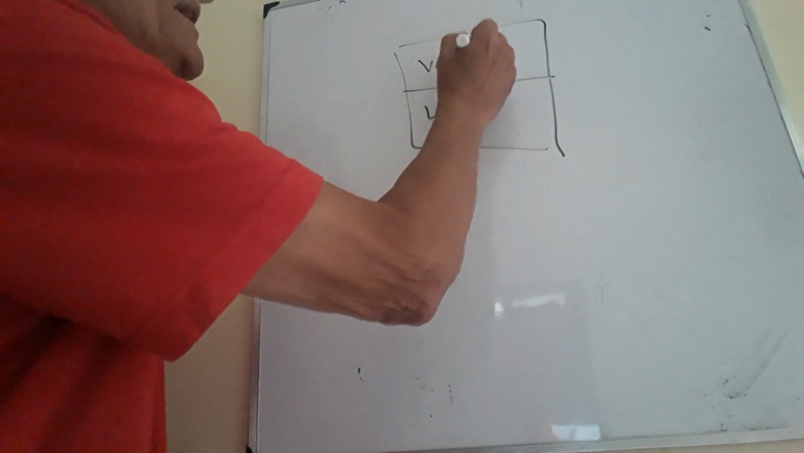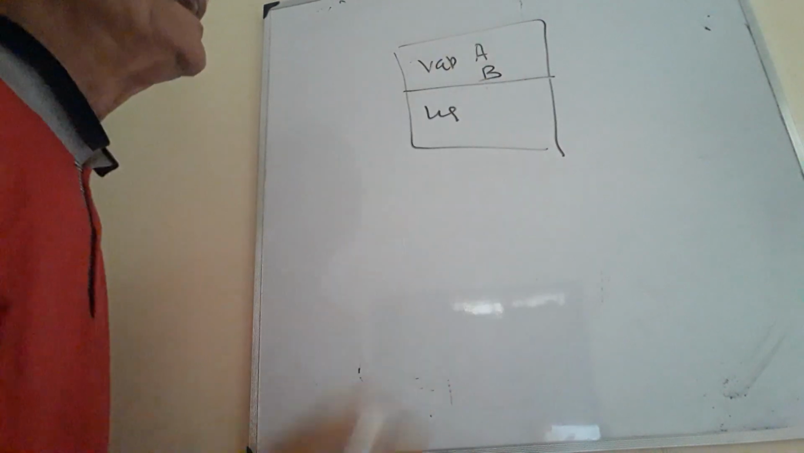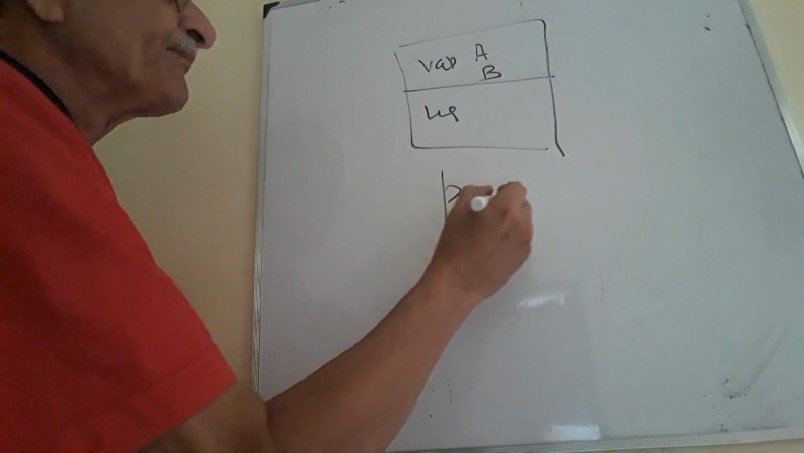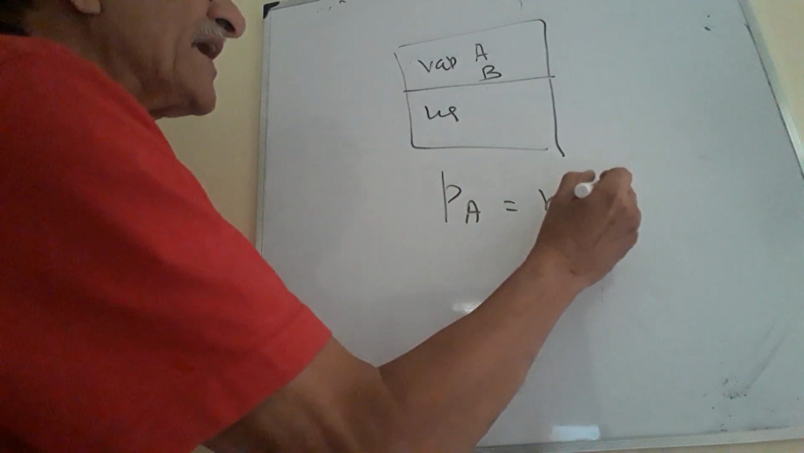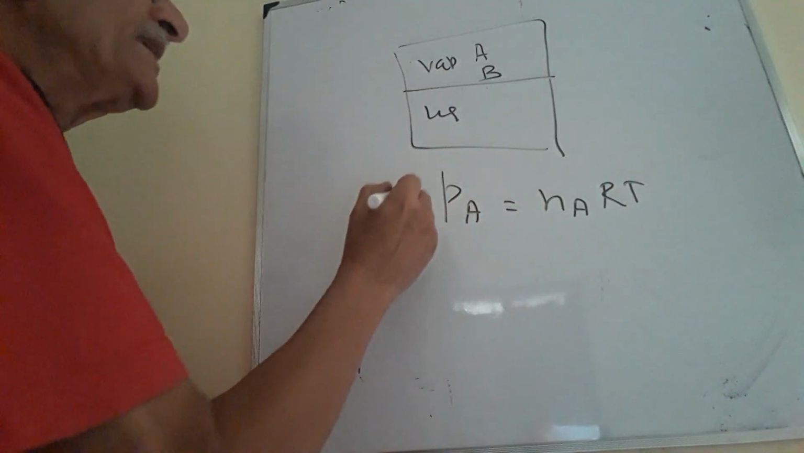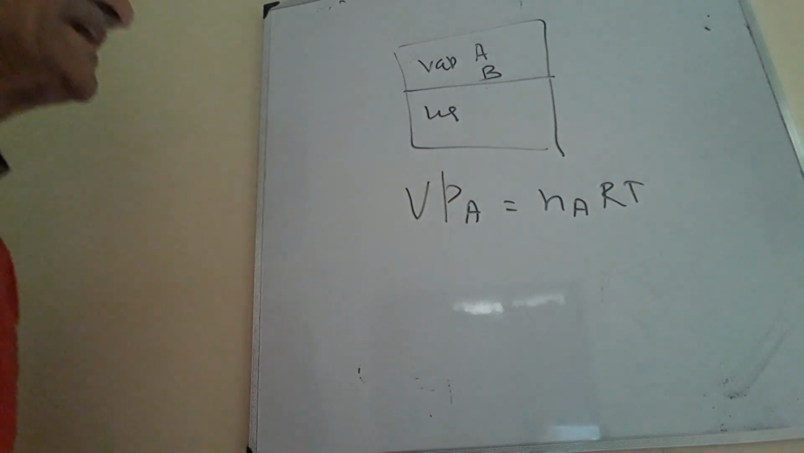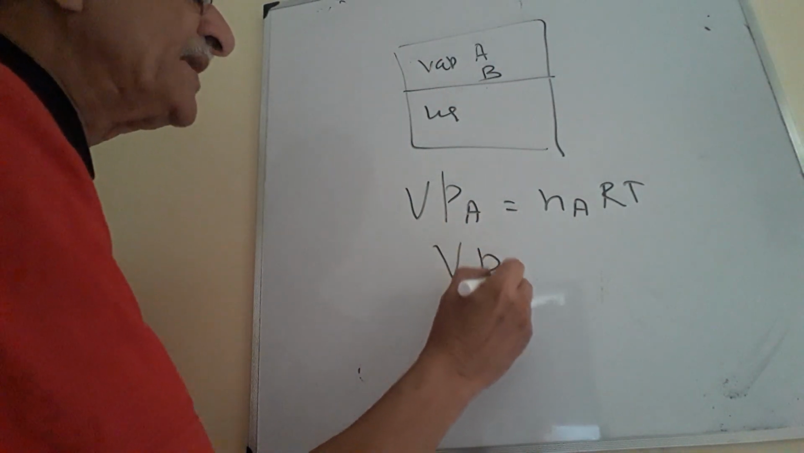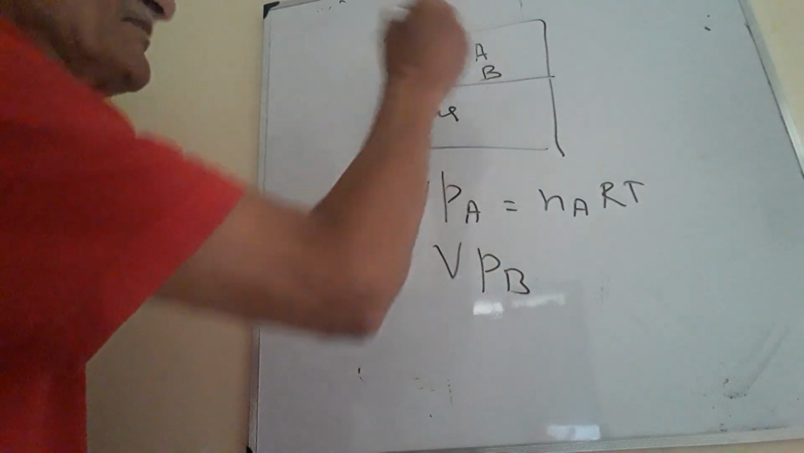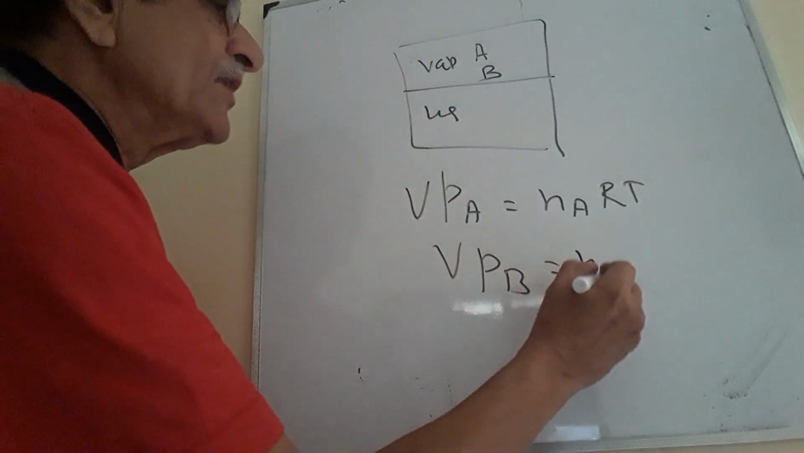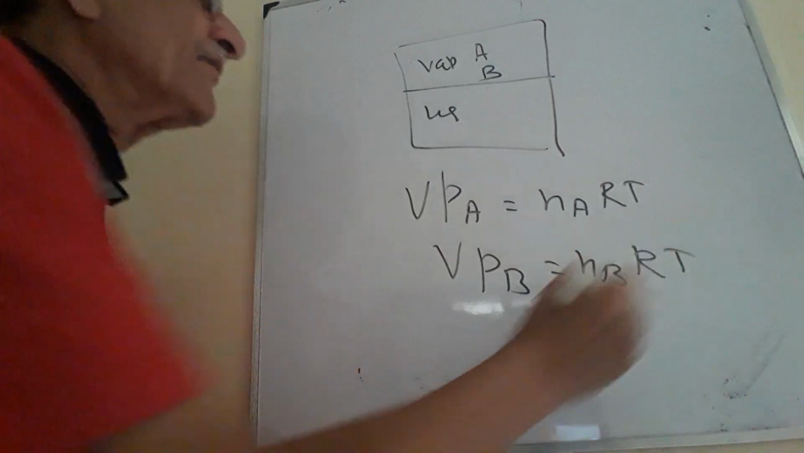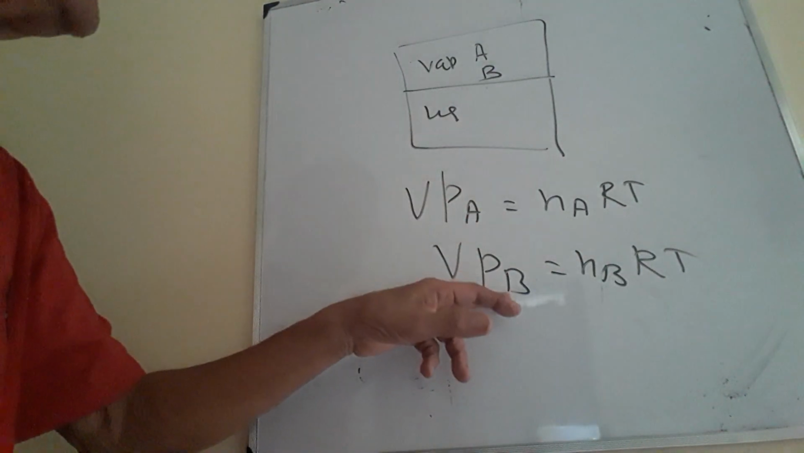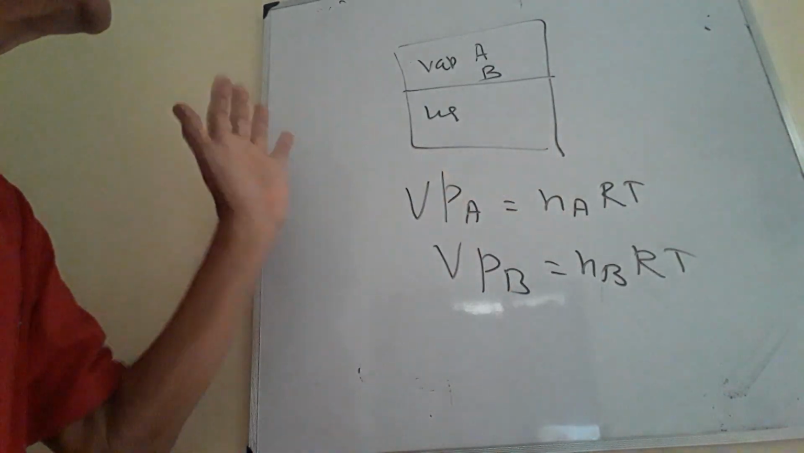You have component A and component B. And the ideal gas law is what? PA V equals NA RT, and similarly for B, PB V equals NB RT. Here V is the volume of the vapor phase, PA is the partial pressure of A in the vapor phase, and PB is the partial pressure of B. This is the ideal gas law.